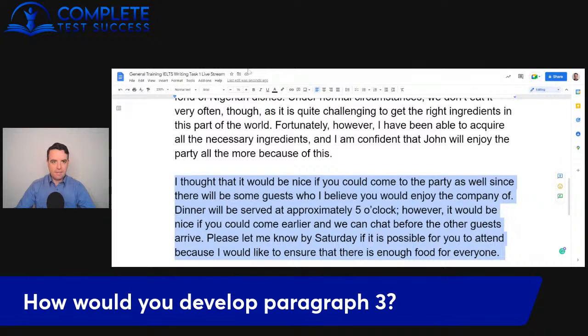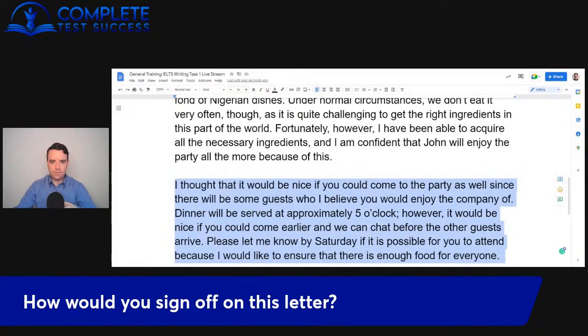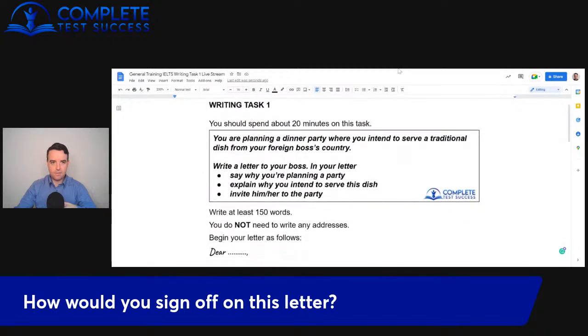Okay. And then the last thing that we need to do, of course, is we need to sign off. So that'll be the last thing I would like you to do, and then we'll finish up for today. So last thing, how would we sign off this letter? Let me just scroll back up to the question, just so that you're very clear as to what you need to do. So there's the question, how would you sign off?